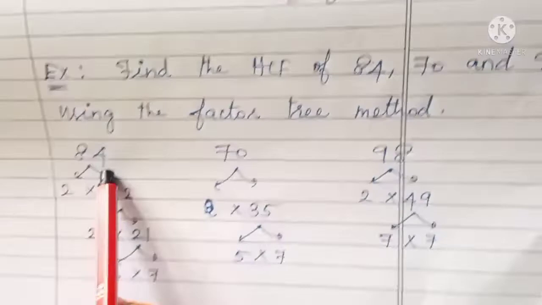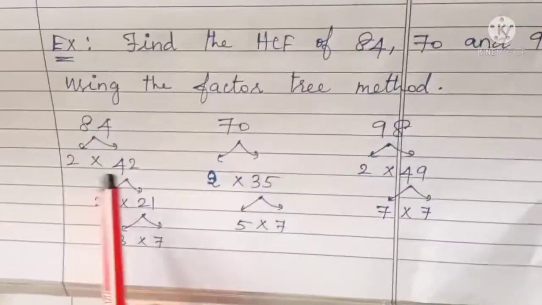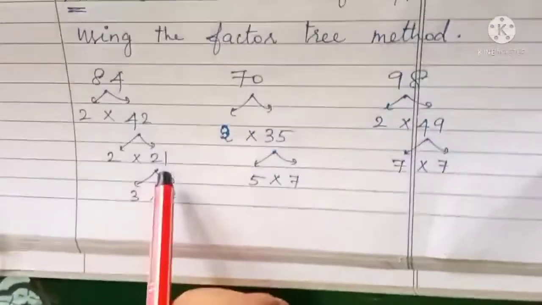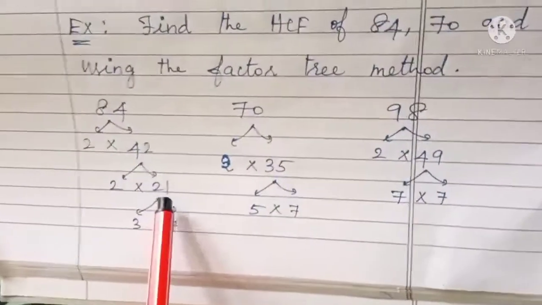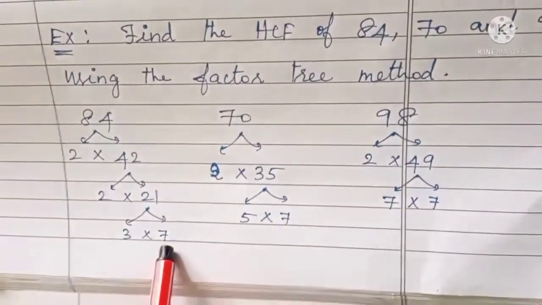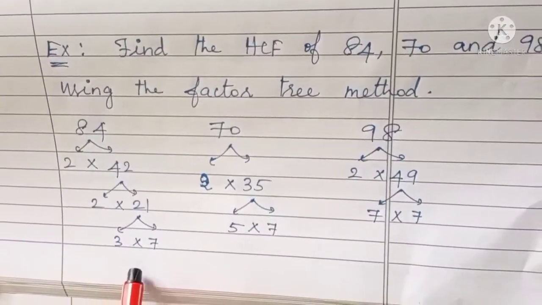Number 84. 84 will come in the 2 table, becomes 42 times. Then 42 will come in the 2 table, becomes 21 times. Again 21 will come in the 3 table, becomes 7 times. So 3 and 7 are prime numbers. Here you have to stop your work.